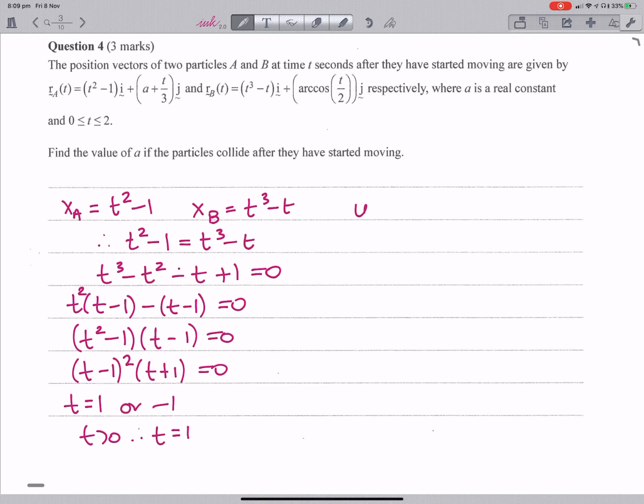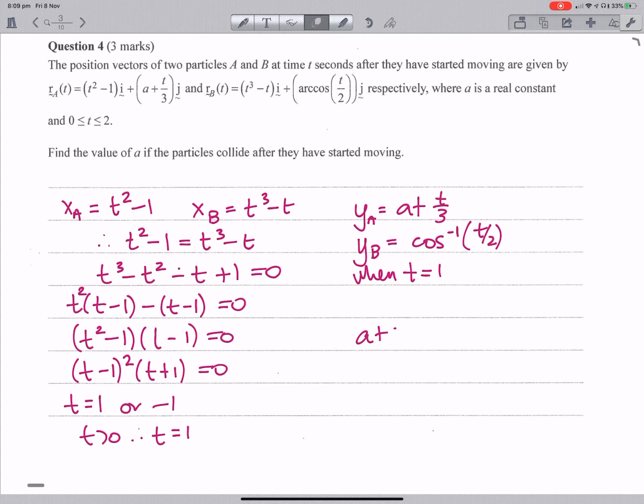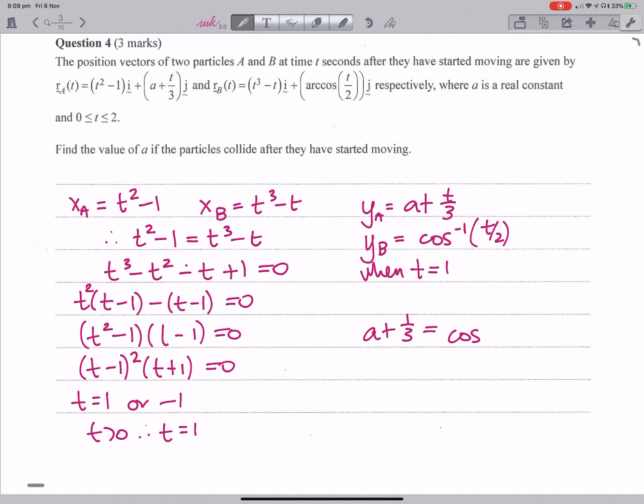So we know y of A is equal to A plus t on 3, and y of B is equal to cos inverse of t on 2. When t equals 1, A plus 1/3 equals cos inverse of 1/2, pi on 3. A equals pi on 3 minus 1/3, or pi minus 1 on 3.